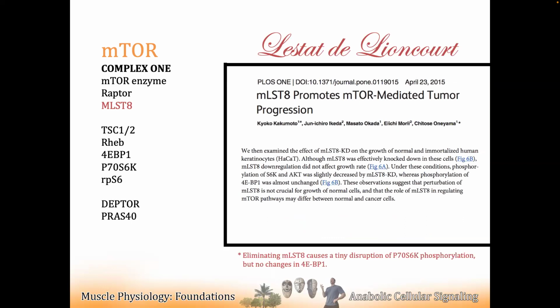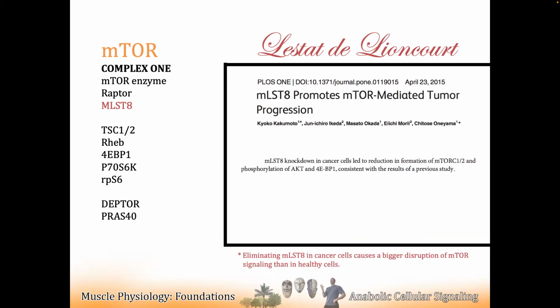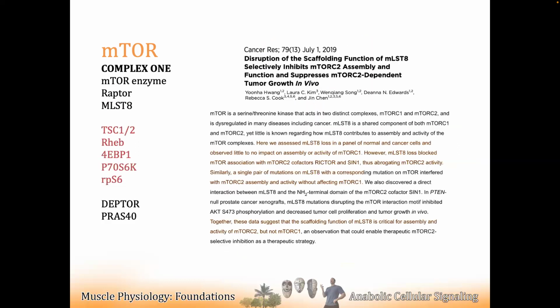And if you get rid of MLST8, it doesn't really seem to affect downstream phosphorylation of 4EBP1, maybe a tiny bit of impairment to P70S6K, but it's not a pronounced effect. And in some specific circumstances, MLST8 does have the potential to have important roles, like implications in cancer. If you knock out MLST8, you can reduce mTOR signaling in cancer cells. So it's not pointless. It's just not as pointy as some of the other proteins.